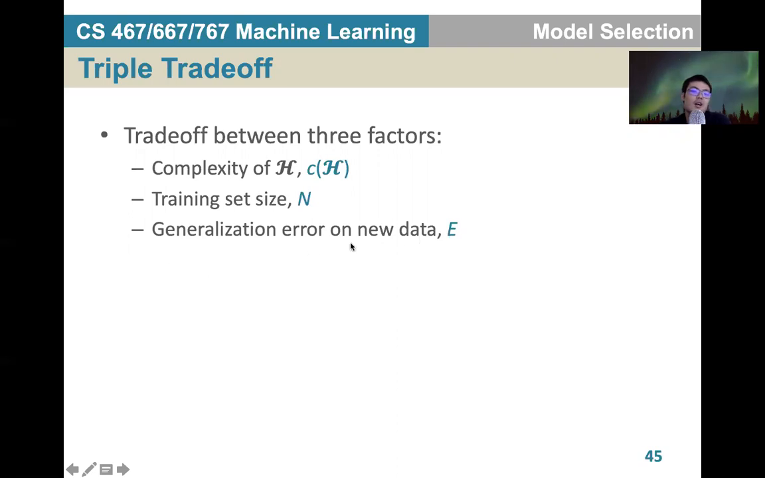So this is how your model performs on the new data. We have 3 factors. The first is how complex the model is. The second is how much data you have to train. The third is the error on the unseen data. What you really care about is this error, the generalization error: how your model predicts on unseen data.